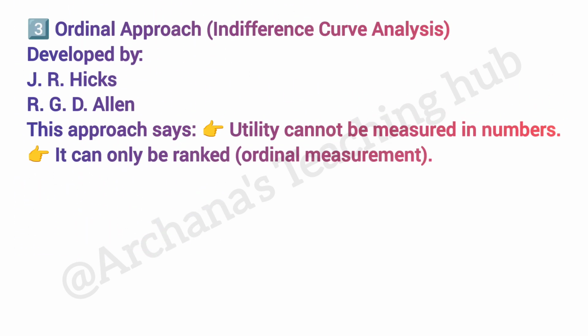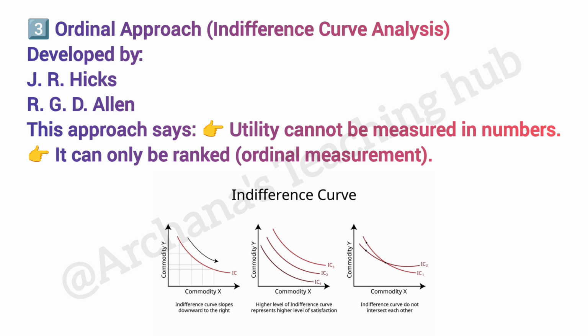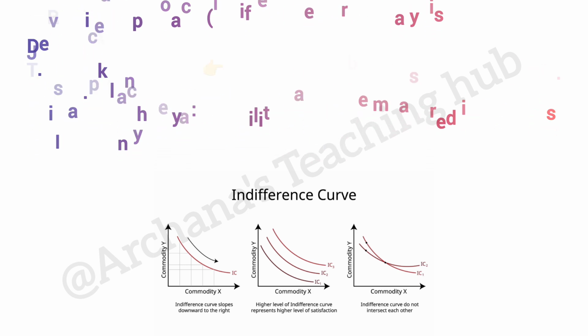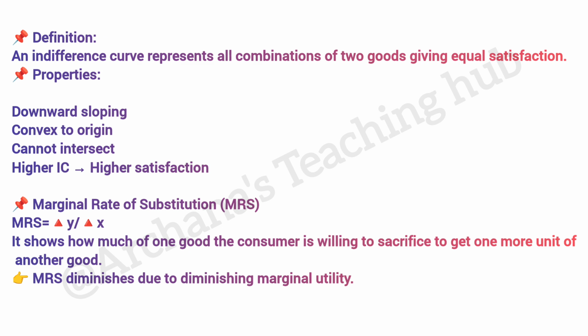Third, ordinal approach, means indifference curve analysis, developed by J.R. Hicks and R.G.D. Allen. This approach says utility cannot be measured in numbers. It can only be ranked, meaning ordinal measurement. Indifference curves slope downward to the right. Higher level of indifference curve represents higher level of satisfaction. Indifference curves do not intersect each other. An indifference curve represents all combinations of two goods giving equal satisfaction.